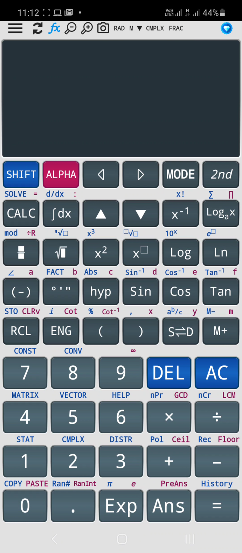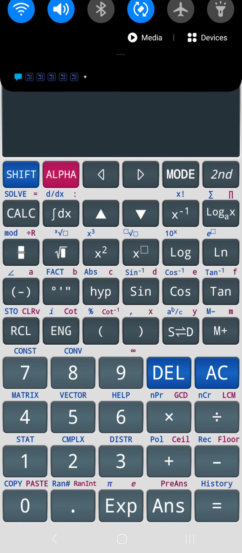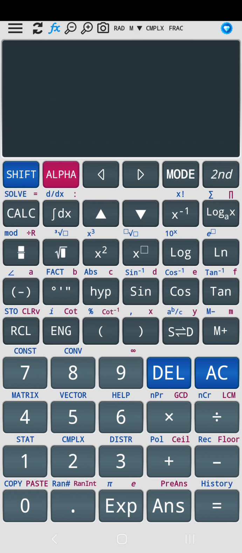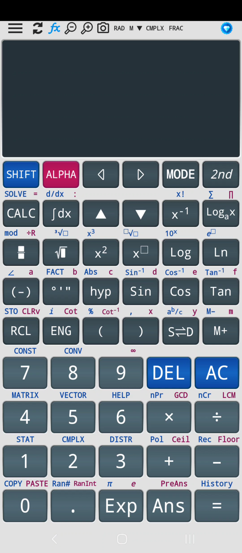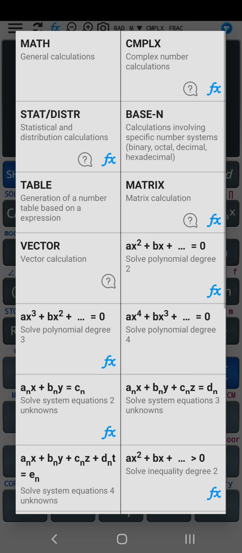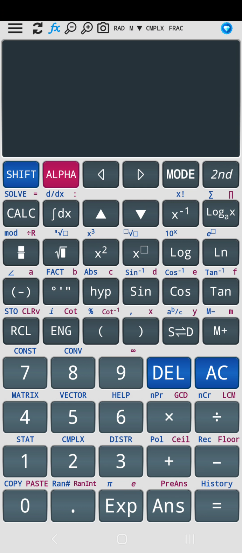First of all, you need to select the complex operation, that is select over here, and you must have this complex mode selected. So how do you get it? Go to mode, you will get this option complex. So even in your calculator you will have this.